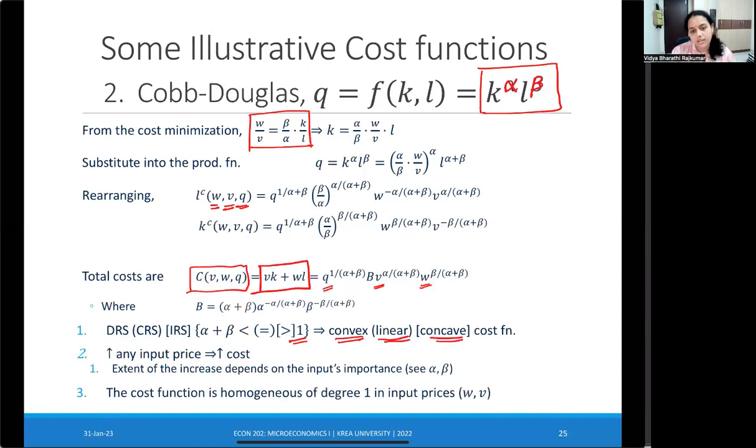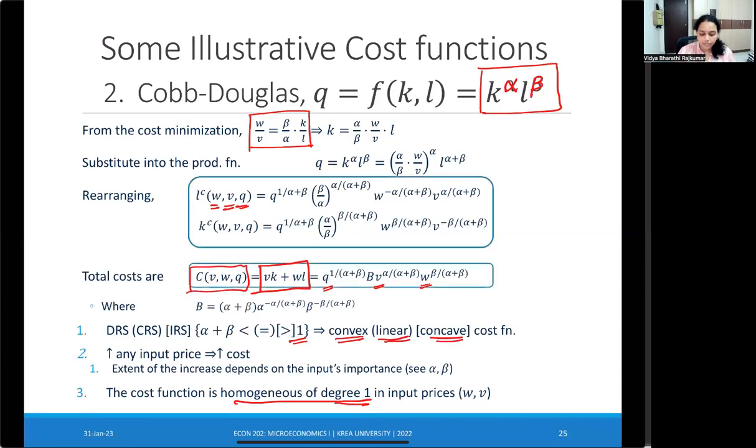And this cost function for a Cobb-Douglas case is homogeneous of degree 1 in input prices. So if you take your cost function equation, and if you vary V and W by some multiple, say t times V, t times W, your costs go up by the same proportion. If your input prices change by a particular proportion, your overall costs will also change by the same proportion. That's what the homogeneity of degree 1 means here. So this is for a Cobb-Douglas case.